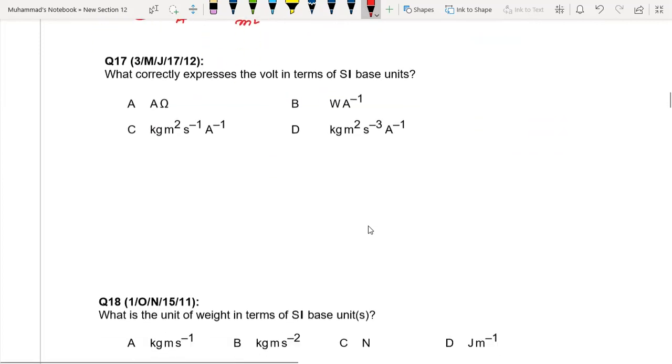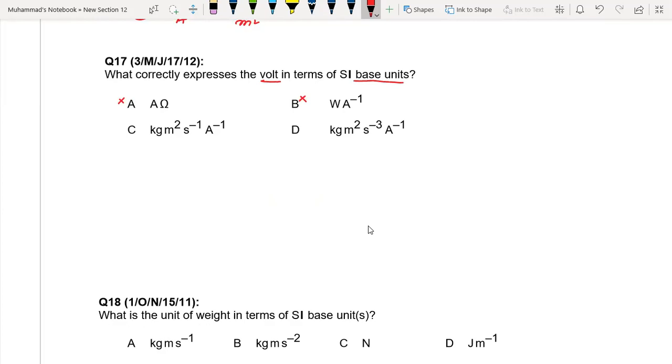Okay, so what correctly expresses the volt in terms of SI base units? I have done this, you can see the previous option, but it's better that I simplify this over here. We have to look for SI base units. Ampere is not an SI base unit, and this ohm is not an SI base unit. Watt is not an SI base unit. So these two are obviously incorrect. And then for C and D, we have to use this formula.